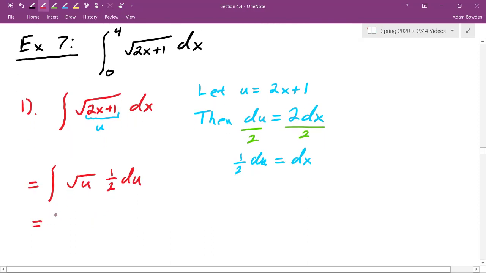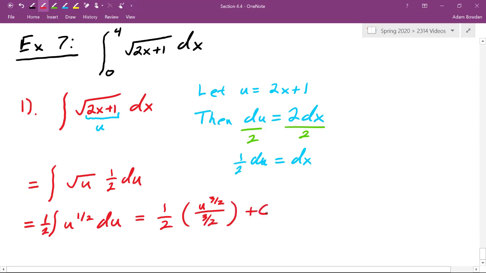Okay, and so this is equal to the integral of u to the 1/2. We'll put the 1/2 in front. So 1/2 the integral of u to the 1/2 du. That's equal to 1/2 times u to the 3 over 2 divided by 3 over 2 plus a constant c. So this would equal 1/3 u to the 3 over 2 plus a constant c.